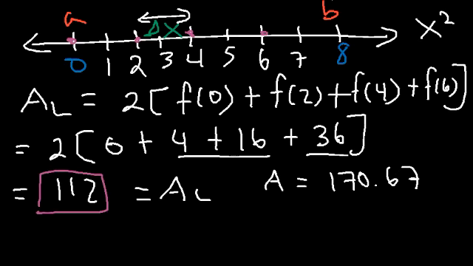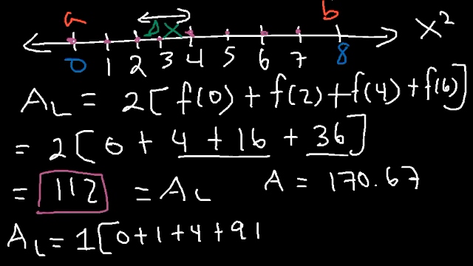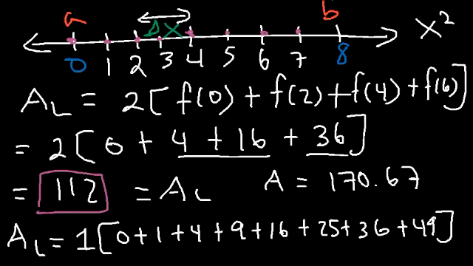So we're going to have the points 1, 3, 5, and 7. Out of the 9 points that are on the board, we're going to choose the 8 points on the left. That's 0, 1, 2, 3, 4, 5, 6, and we're going to stop at 7. So the area is going to be delta x, which is 1, times f of 0, 0 squared is 0, f of 1, 1 squared is 1, 2 squared is 4, 3 squared is 9, 4 squared is 16, 5 squared is 25, 6 squared is 36, 7 squared is 49. And we're going to stop there.